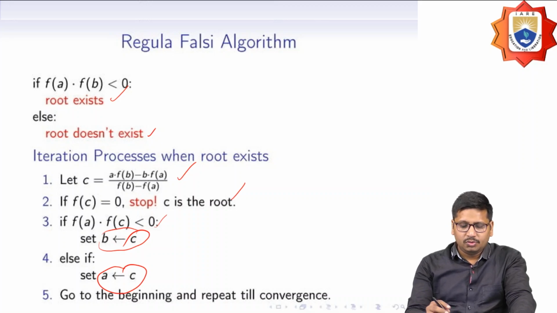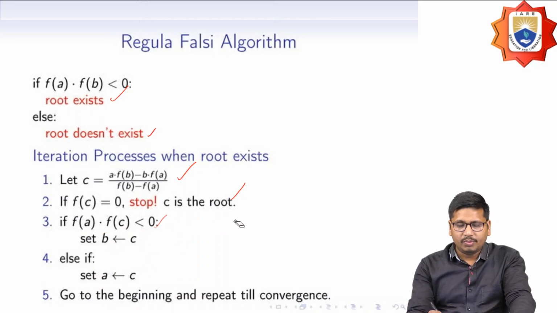So the iteration process is that, if I take c here, if f of c equals 0, then we stop. And if f of a times f of c is less than 0, then we set b equal to c, else we set a equal to c.